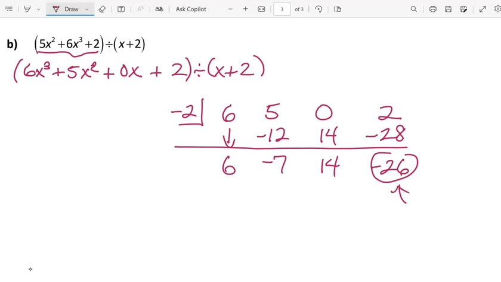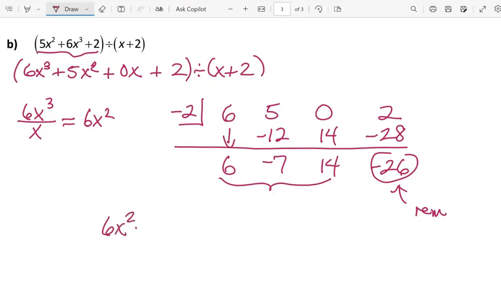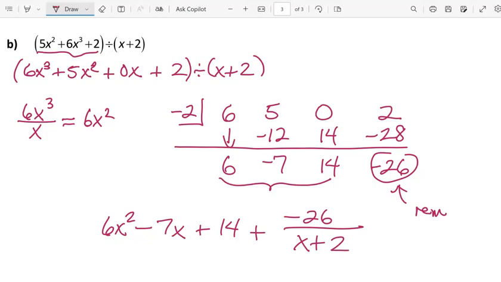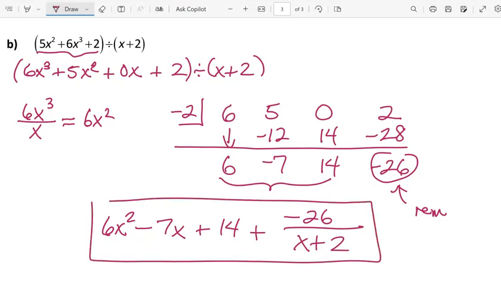Remember, this last number that we just got here is the remainder, and these are the coefficients of the quotient. And if we think first term, 6x cubed, divided by first term of the divisor, x, that gives us 6x squared. So we know that our quotient starts with a 6x squared, and it'll be followed by a minus 7x and a plus 14, plus that negative 26 over the divisor, x plus 2, is a final form for the answer.